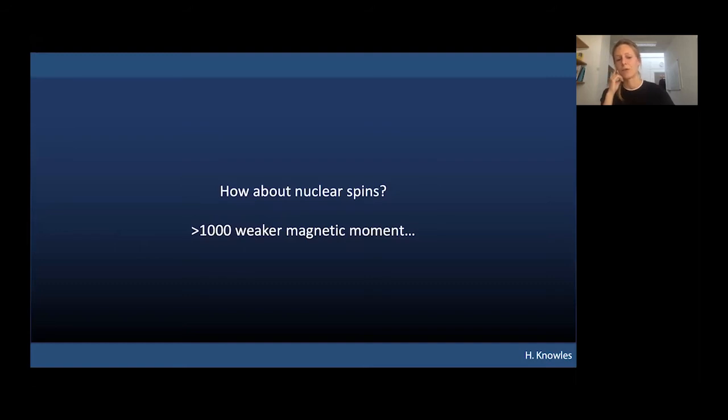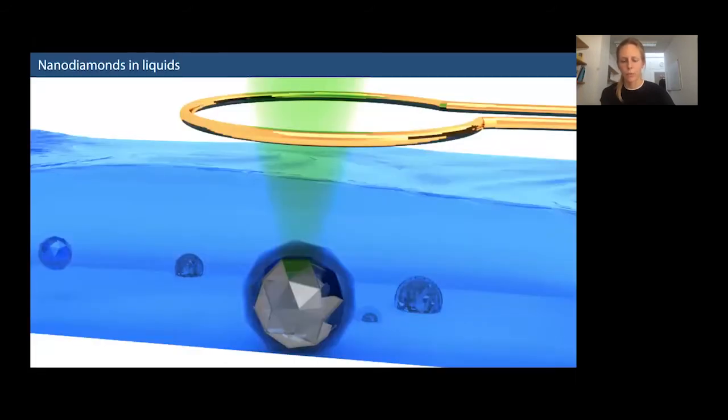So both NMR and MRI are based on detecting nuclear spins, and they're a little bit trickier because their magnetic moment is more than 1,000 times weaker than the electronic moment. And so what do we do here? We take our system.